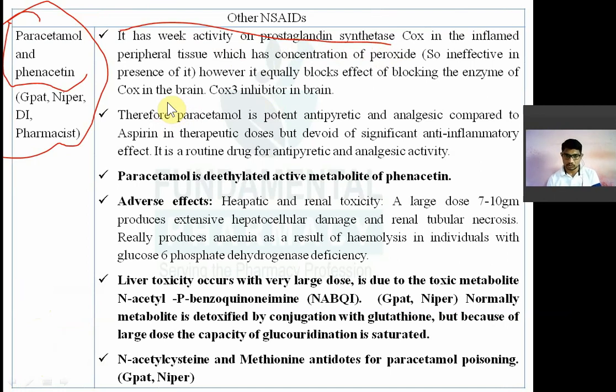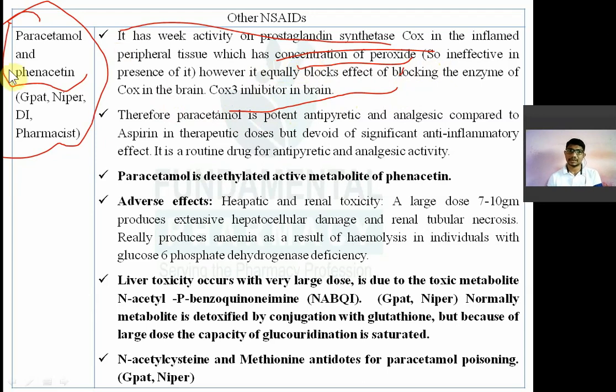In the inflamed peripheral tissue, which has a high concentration of peroxide, this paracetamol is ineffective in the inflammation. Okay. However, it equally blocks the effect of COX in the brain. It is a selective COX-3 inhibitor in the brain. Remember this. It is ineffective in the inflammation because inflamed tissue will have a high concentration of peroxide.